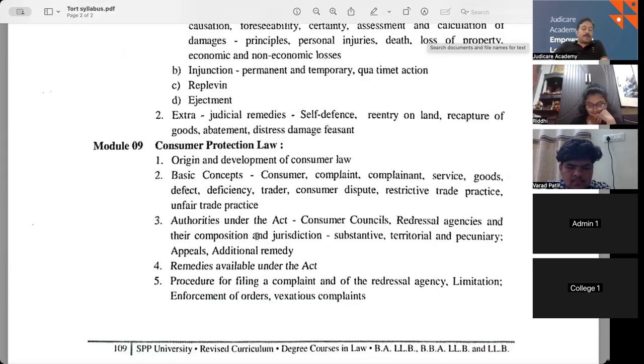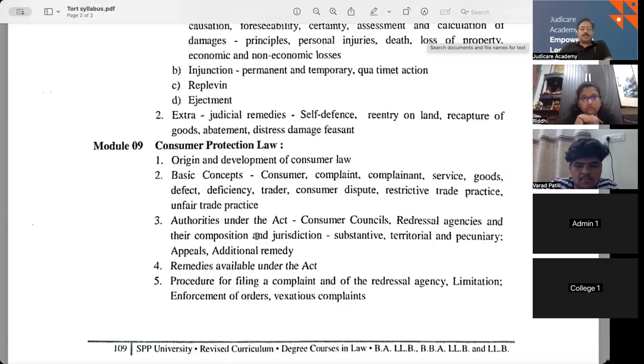For example, if I buy a machine, say a washing machine, and the washing machine is supposed to, as advertised, wash the cloth and then dry the cloth. When I start the machine, it washes the clothes, but the dryer is not working. So in that case, it's a defective machine. So it's a defect in the product.